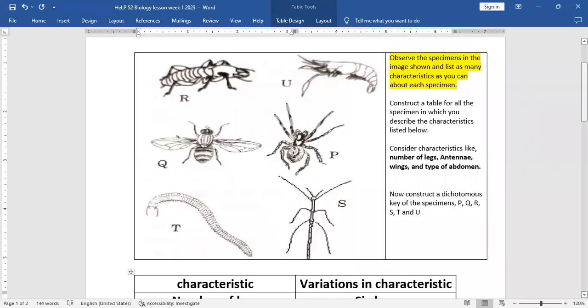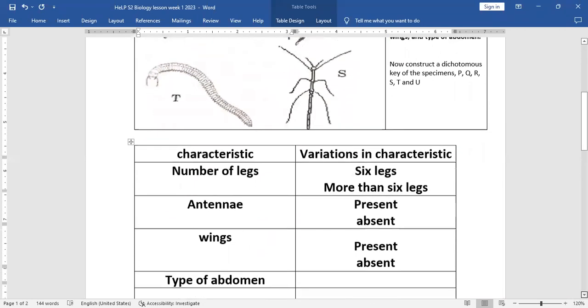Can you describe the abdomen of T? It's long. Just long and thin, isn't it? Yes. Long and thin. The same we should say, I think, of the abdomen of S, isn't it? But if you check the other ones, we can say they are broad. So we could look at abdomen.